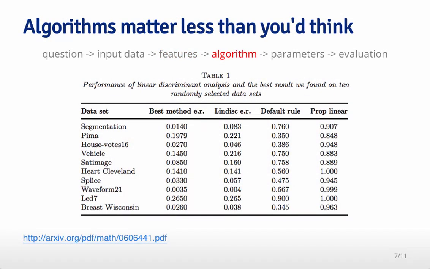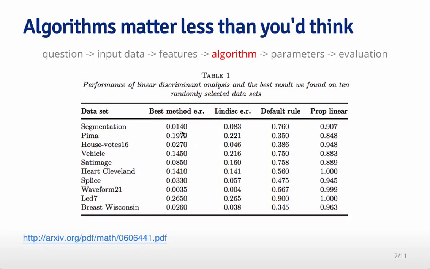Algorithms matter less than you'd think, and this can be a bit of a source of surprise and frustration for some people. This is a table where they tried a variety of different prediction tasks, for example, a segmentation task, predicting votes in the U.S. House of Representatives, predicting waveforms, and a bunch of other prediction tasks. They did it in two different ways. First, they used something called linear discriminant analysis, which is a very basic early predictor you might learn. Then they also tried, for each data set, to find the absolute best prediction algorithm they could. This table shows the prediction error of these two approaches.